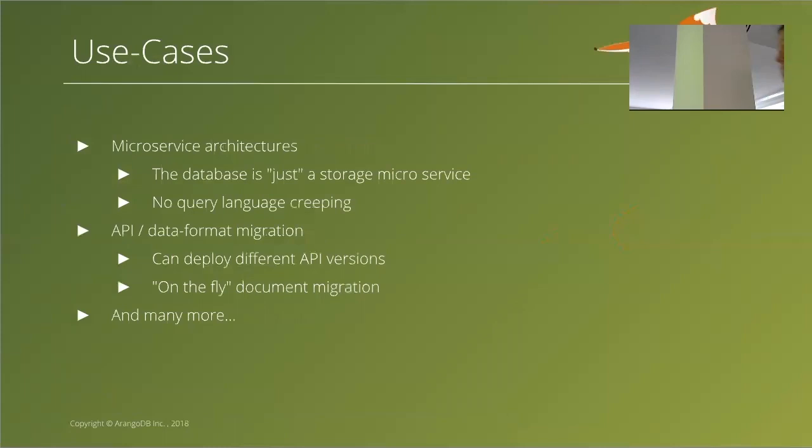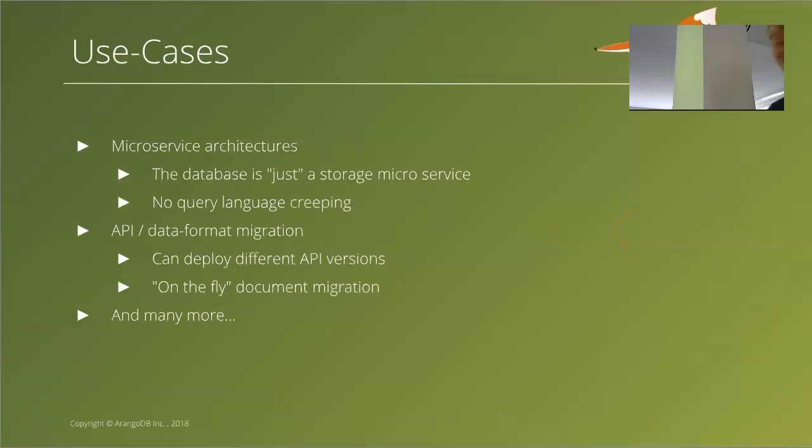What are the use cases? Microservice architectures, of course, because there are typically REST APIs that you have all around the place. And the database is then just another storage microservice in the same area, so you don't have query language creeping all about your services. You just have a couple of defined endpoints. You can store different versions or use some version buffers, making it easy to handle. And of course, you can do API or data format migration.